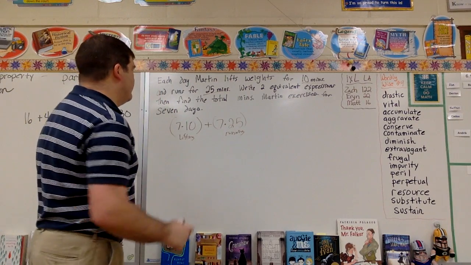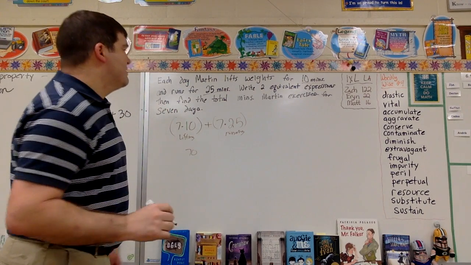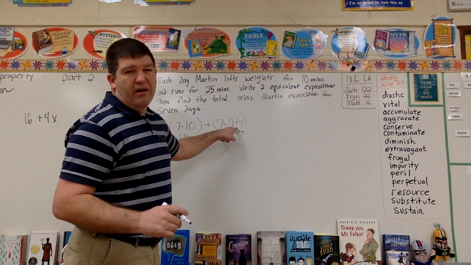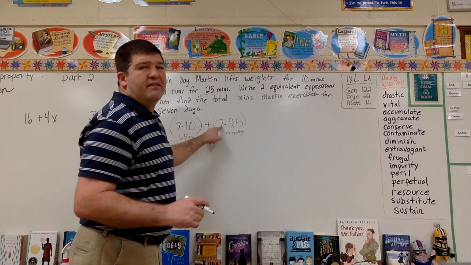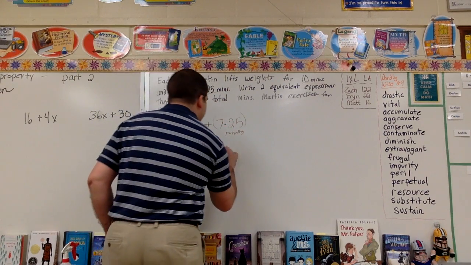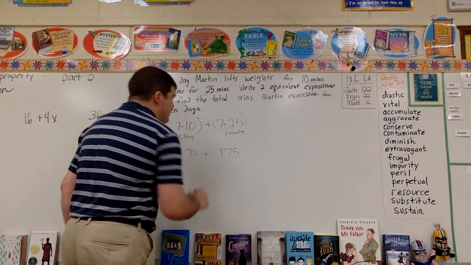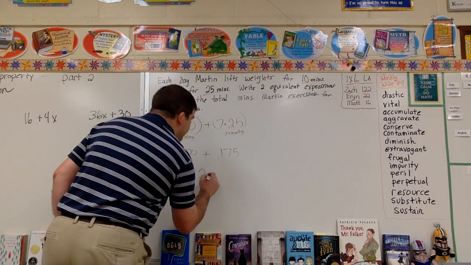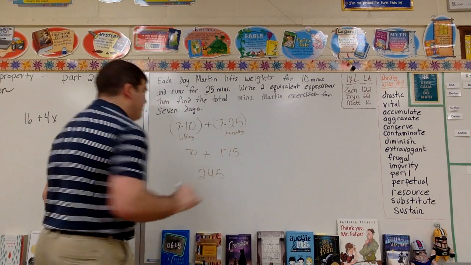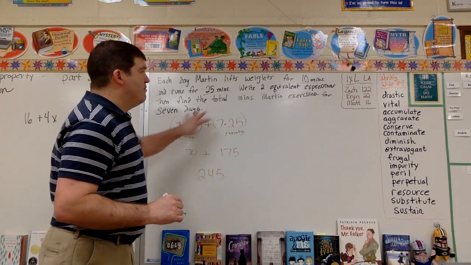So now I'm going to solve this. 7 times 10 is 70. 7 times 25, well, I know that 7 times 4 is 100, and then 3 more 25s is 75. So I'm at 175 there. Okay, and then I'm going to add these. When I do that, I get 245. Okay. So this is one way that I could figure it out.